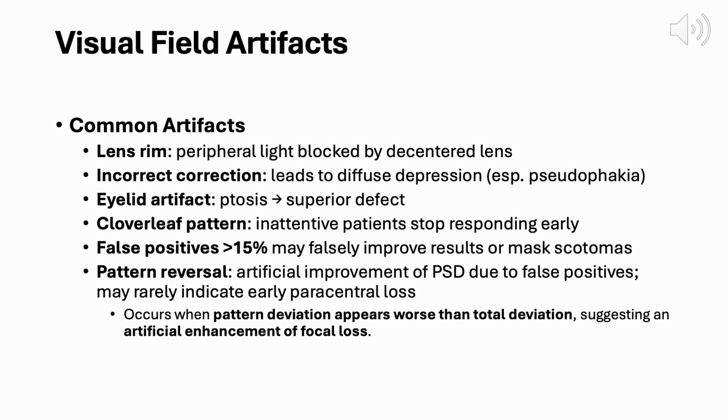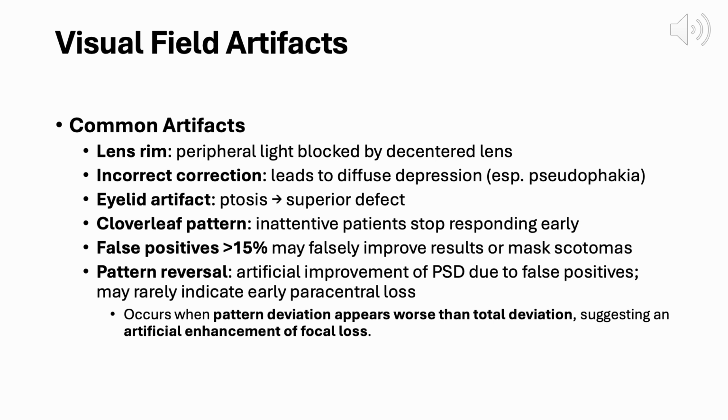Similarly, the cloverleaf pattern arises in inattentive patients who respond only during the early phase of testing and stop midway. This results in a pattern of preserved sensitivity in the central test points but diffuse loss elsewhere, mimicking neurologic or widespread disease. False positives, particularly rates above 15%, can make the field appear better than it actually is. These patients respond when no stimulus is presented, which can mask true scotomas.